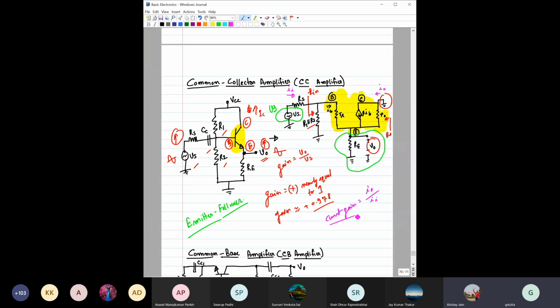Sir, will IO be that current or the current through RE? One minute. Why do you think it should be the one across RE? Sir, because we are measuring voltage.